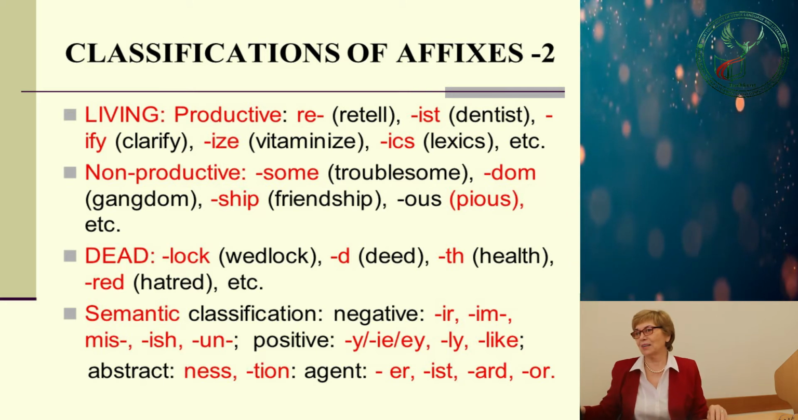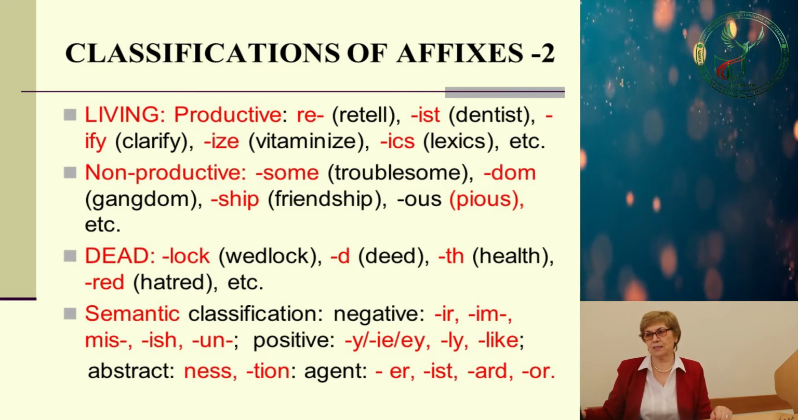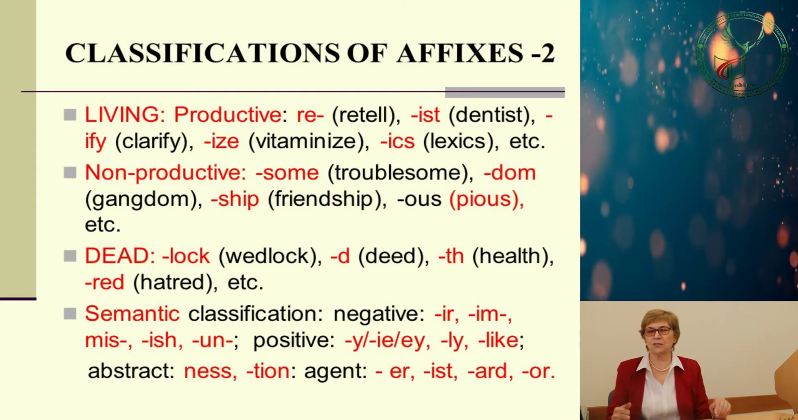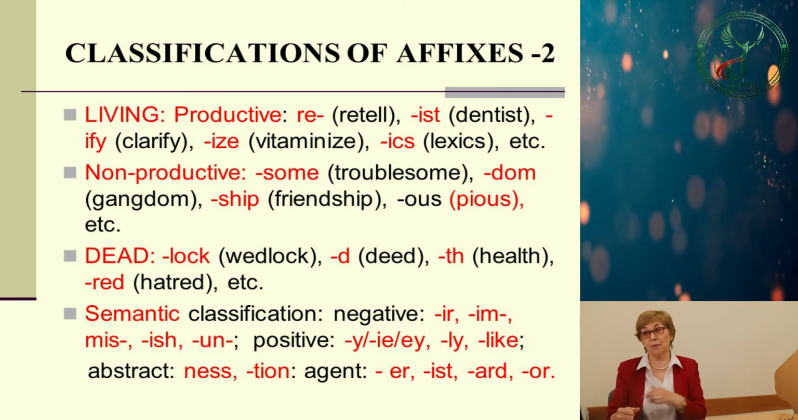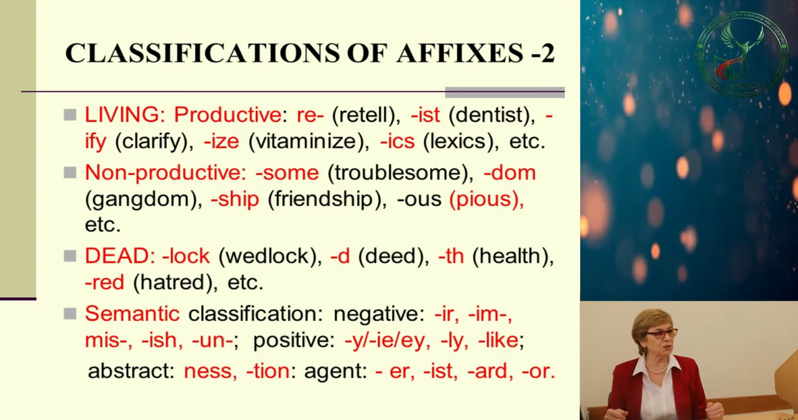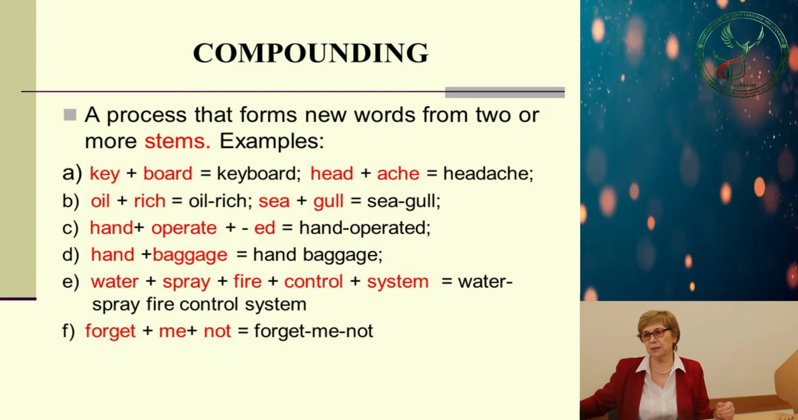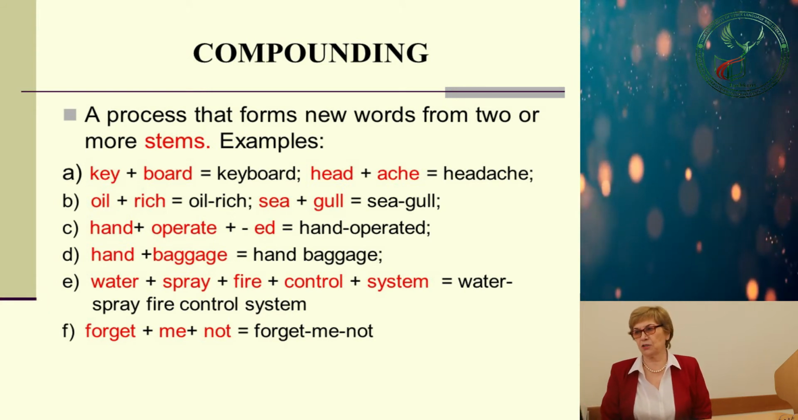Okay, all right. And of course, semantic classification of affixes we can make by many criteria. Some affixes can present negative meaning, some affixes positive meaning, some affixes produce the agent meaning, etc., etc. And here are some examples of them. You can see them in the presentation.